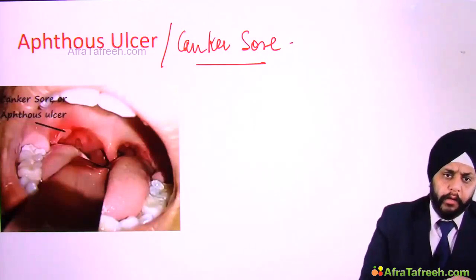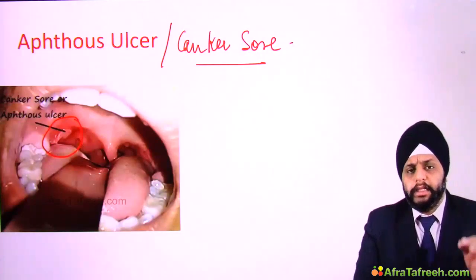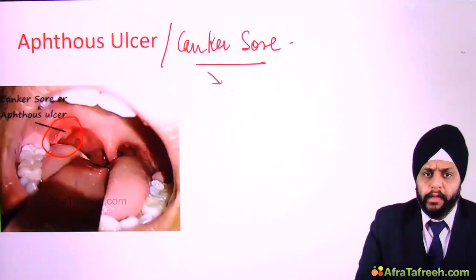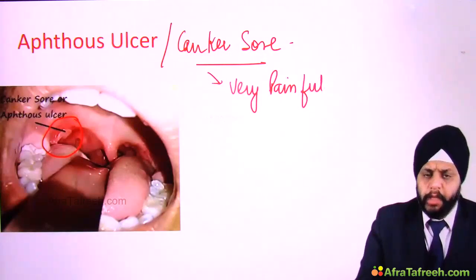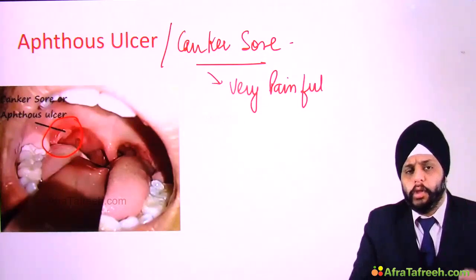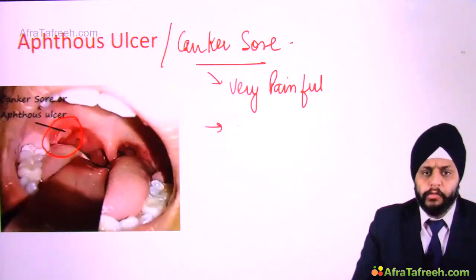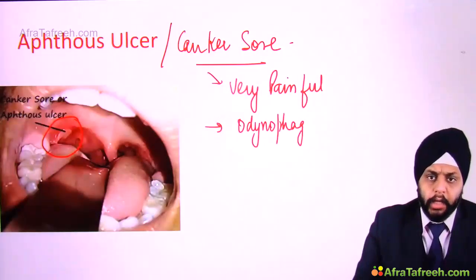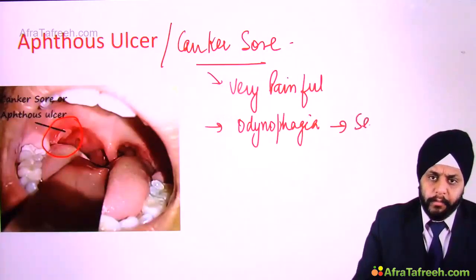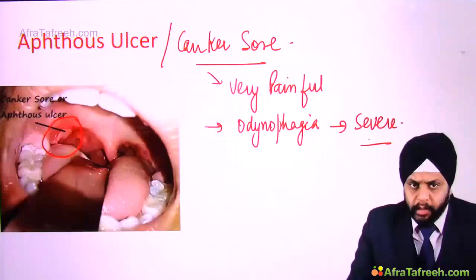Now, how do we differentiate these aphthous ulcers? So remember, these aphthous ulcers by the history are extremely painful. So much painful that the patient is not even able to swallow liquid. Forget about the solid, he is not able to swallow even the liquid. So the odynophagia is very, very severe. Okay, the odynophagia in the patient is very severe, right?